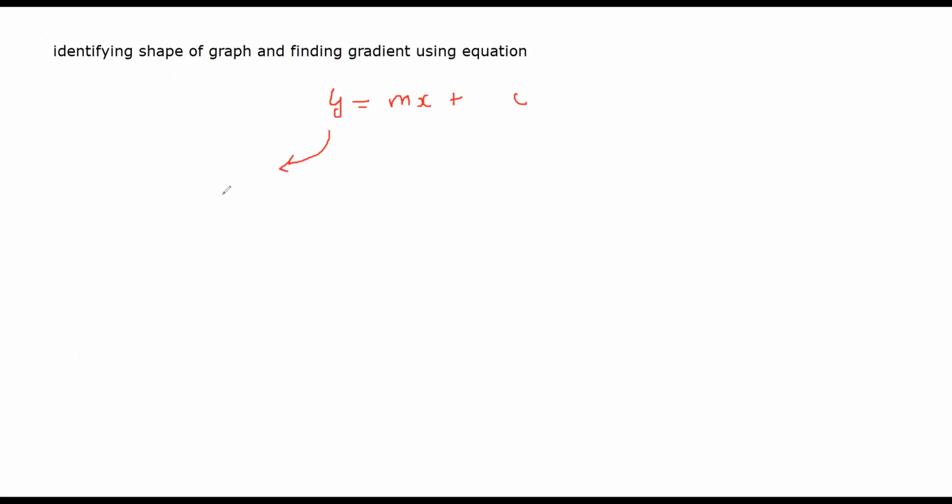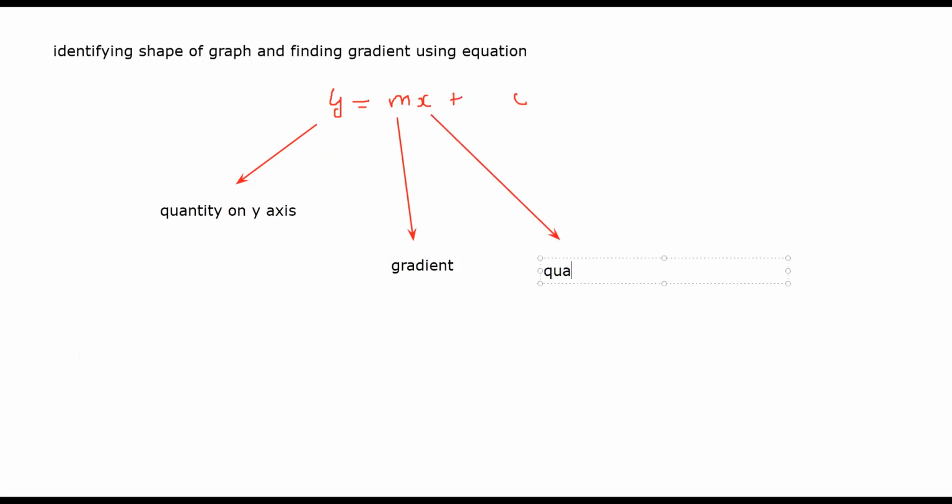What is y? It means the quantity on the y-axis. What is m? It is the gradient. So y here refers to the quantity on the y-axis. What m refers to is the gradient, the slope. What x refers to is the quantity on the x-axis. And what does c refer to? It refers to the y-intercept. So y equals mx plus c.